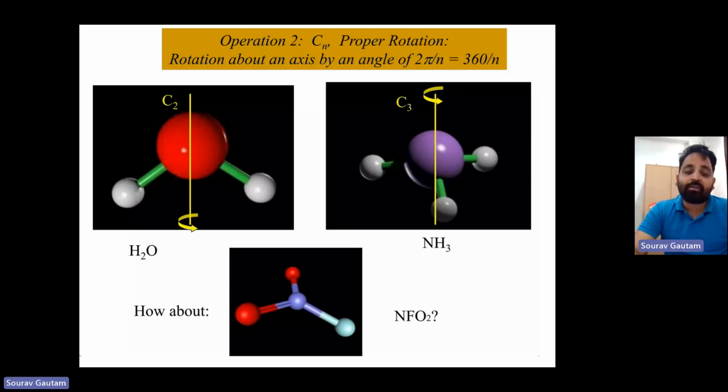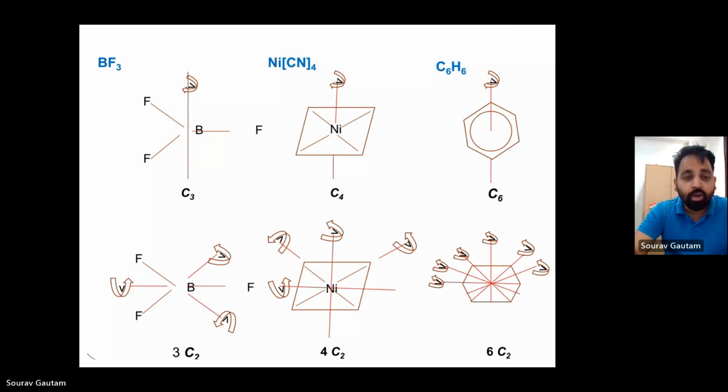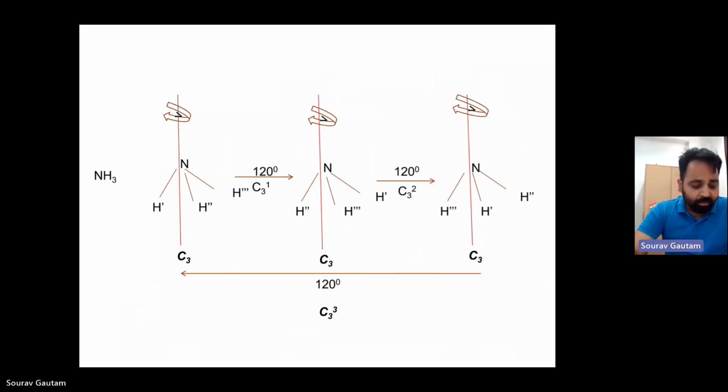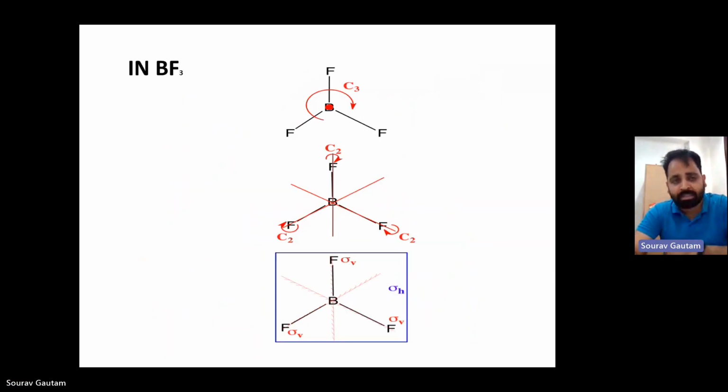So next one is the threefold axis of symmetry. There are some common examples. They are quite common in planar AB3 molecules, for example, BF3, NH3, etc. So, for example, in BF3, BF3 possesses a threefold axis of symmetry.